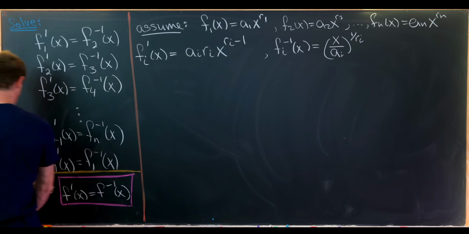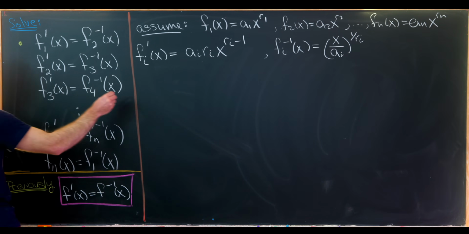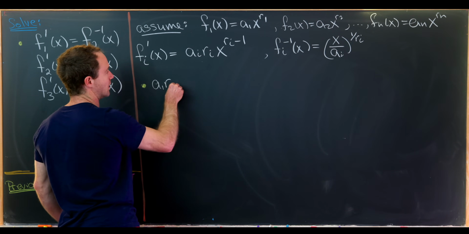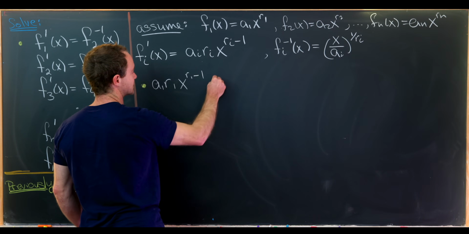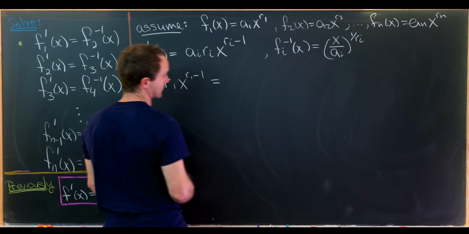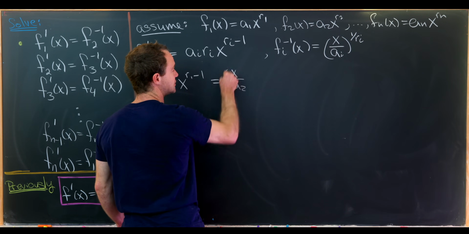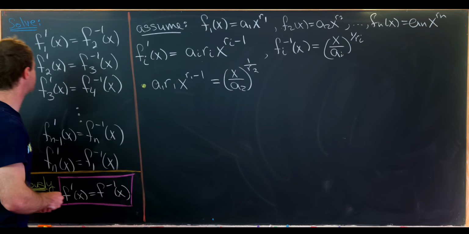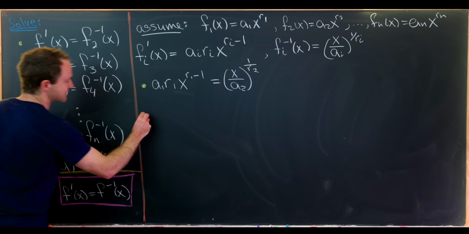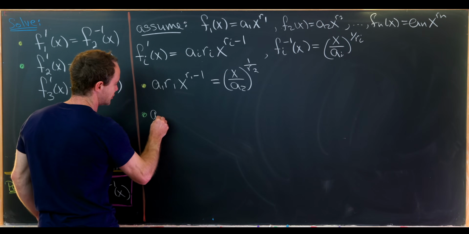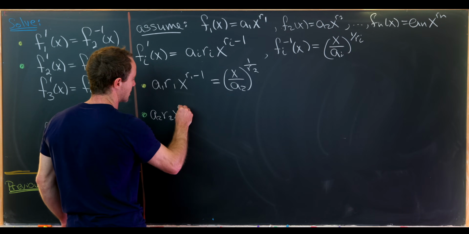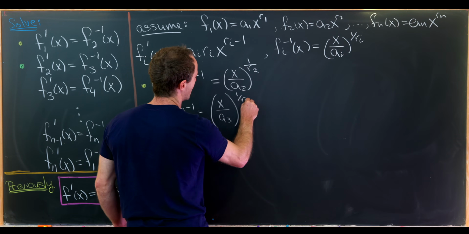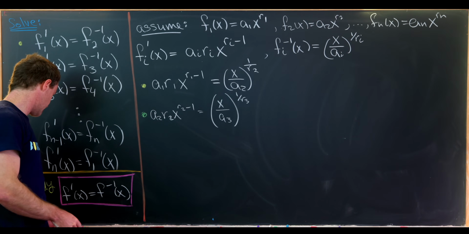So let's start here at the top with this first equation. So we'll need f1 prime, but that will be a1 r1 times x to the r1 minus 1 equals f2 inverse. But that will be (x over a2) to the 1 over r2. Okay, so we have that. Now let's move down the line. So the next one, which I'll have be this green dot, will be a2 r2 x to the r2 minus 1 equals (x over a3) to the power 1 over r3. So that would be that next one.